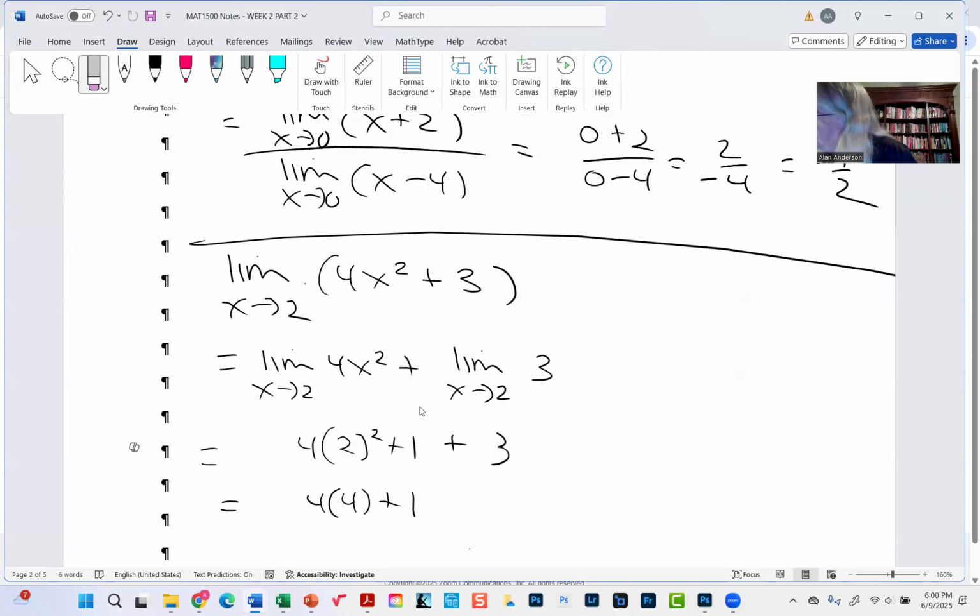Oh, wait a minute. What happened here? Where did I get this one? No, it's just 4x squared plus 3. I don't know what happened there. It's 4 times 2 squared plus 3. We end up with 19. Okay, great.